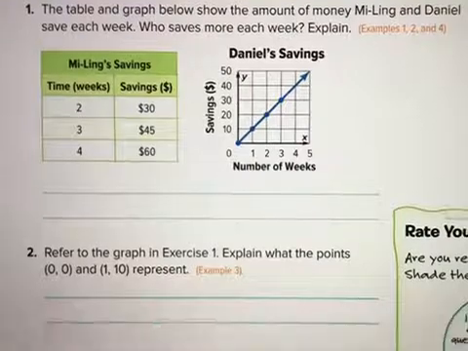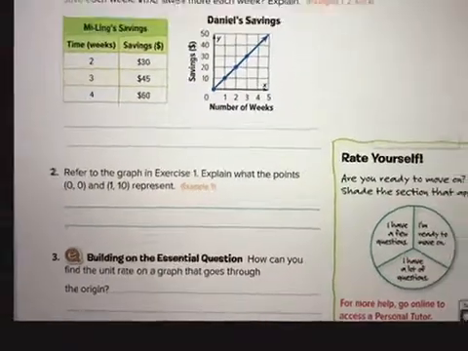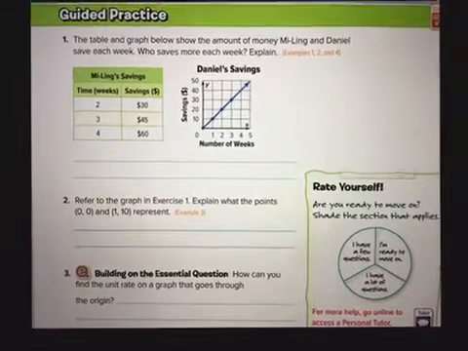And number 2, okay, you have to refer to the graph, and if you can do these two, I would be very happy in class, because then we'll do it in class one more time. We'll look it over as a review.